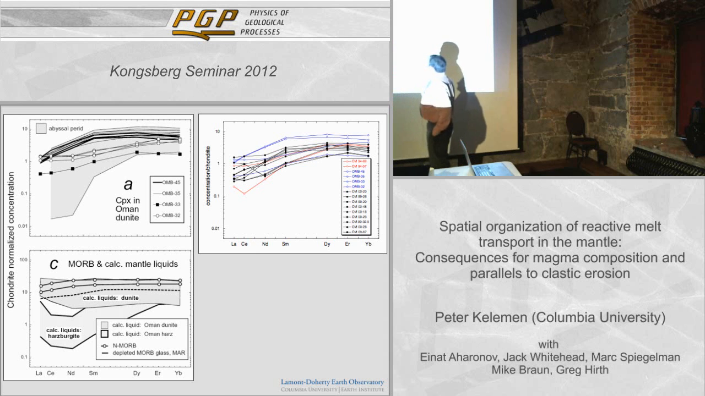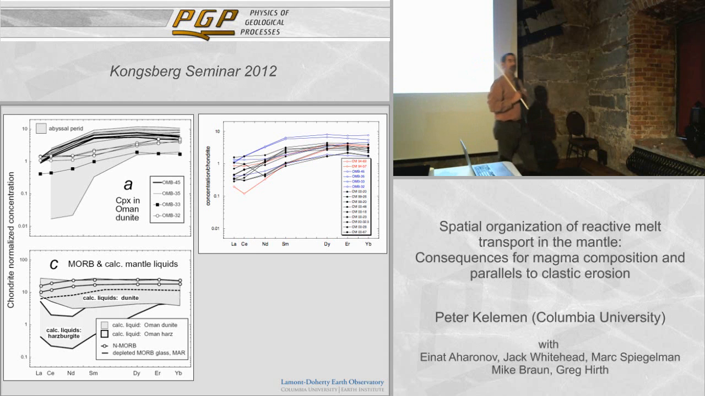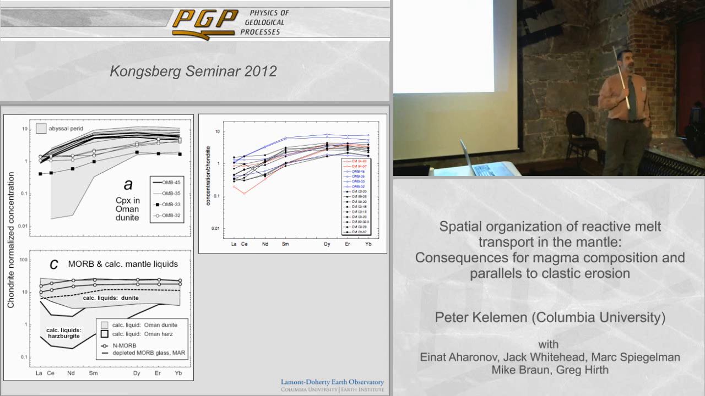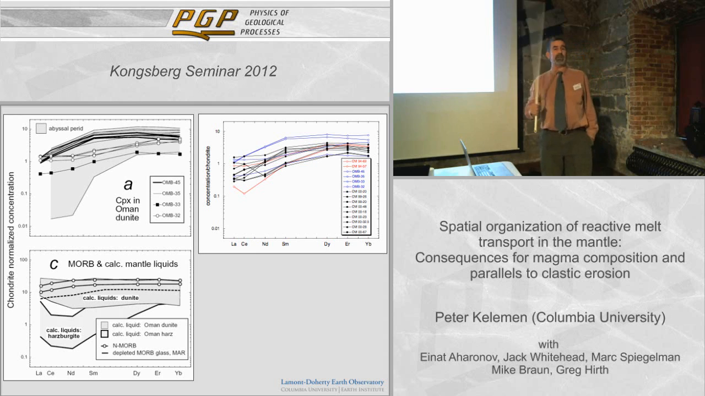When we calculate liquids in equilibrium with those clinopyroxenes, they look a great deal like primitive mid-ocean ridge basalts and the liquids that form the crust in Oman. So they conform to our expectation for conduits that, first of all, carried those liquids to the surface, and secondly, preserved disequilibrium, at least for the rare earths, between the melt in the conduit and the residual peridotites around the conduit.